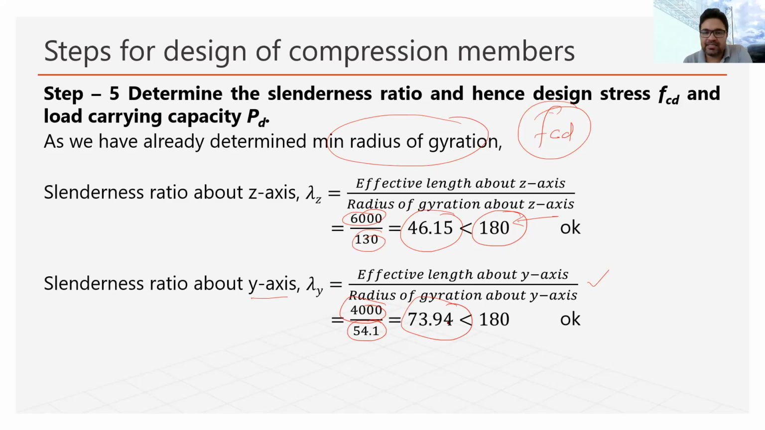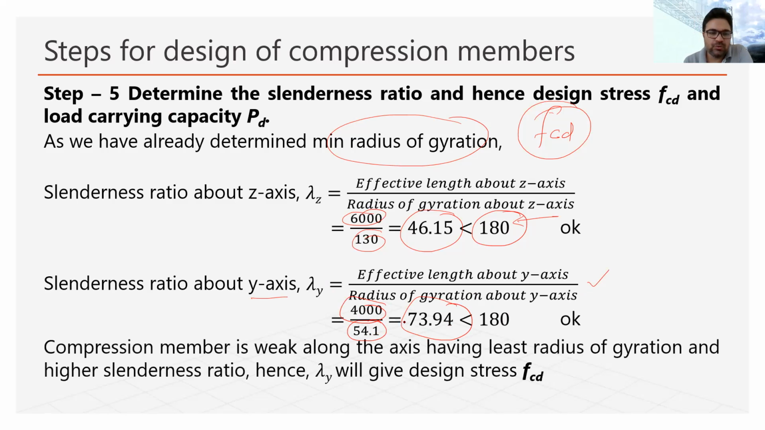Again, as I said, the minimum radius of gyration will give us the value of FCD. Generally, we can conclude that a compression member is weak along the axis having the least radius of gyration and higher slenderness ratio. You can see along the y-axis, we have the least radius of gyration, and also along the y-axis, we have the higher slenderness ratio.